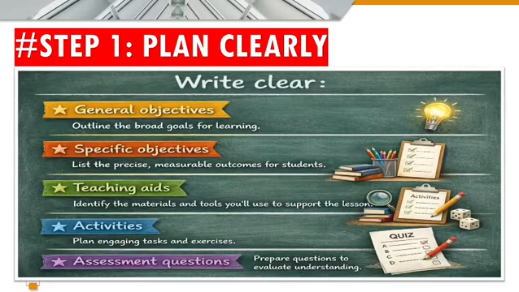Let's begin with step number 1, which says plan clearly. Effective teaching starts with clear planning. Before entering the classroom, ask yourself, what is the topic? What are the objectives? What should students learn by the end of the class? For this, write clear general objectives, which outline the broad goals for learning. Specific objectives list the precise measurable outcomes for students.